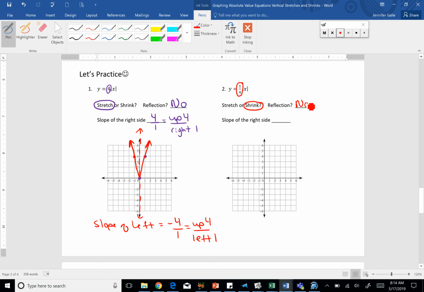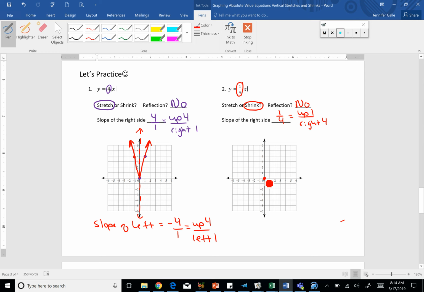So that means we know our graph's going to open up. And then what would the slope of my right side be? 1/4. Whatever number I'm multiplying by, that's going to be my slope. So, just like earlier, we can write the directions down. We have to stay on the right side, so up 1 and right 4. We don't move left or right, up or down at all, so we know the middle of our graph is going to be at 0, 0.